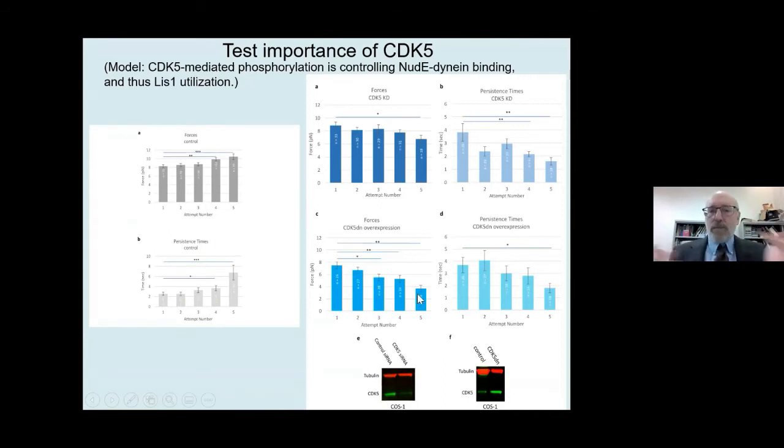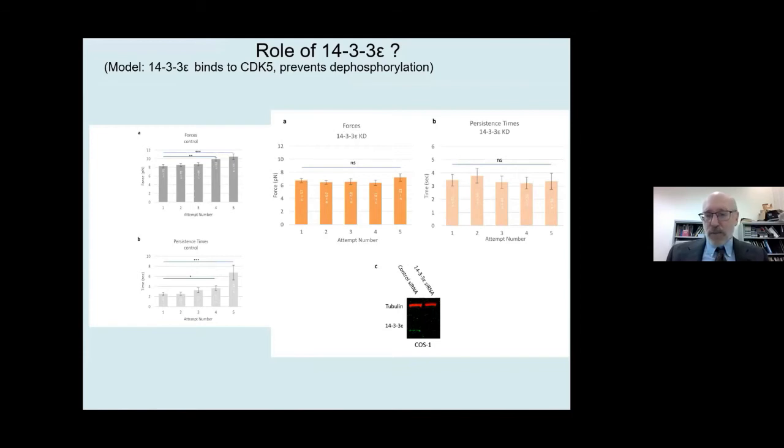So both of these led us to the conclusion that CDK5 really is phosphorylating NudE, and that's controlling the interaction of NudE with dynein and controlling Lis1 utilization. And I'm not going to tell you about detailed studies where we messed with the NudE phosphorylation sites and concluded the same thing. That's in the paper, should you want to read about it.